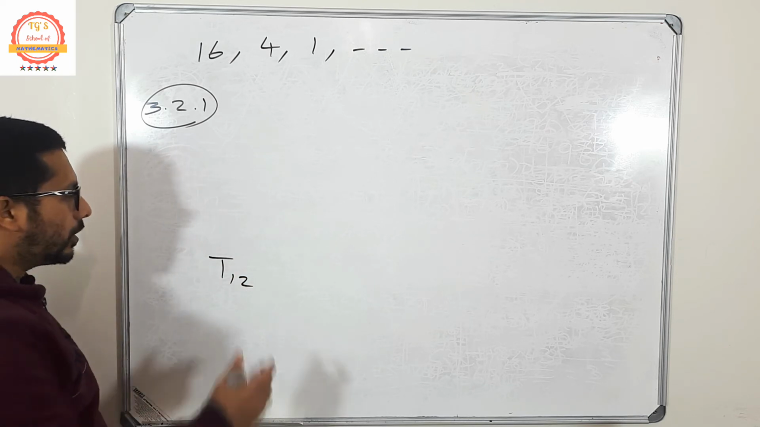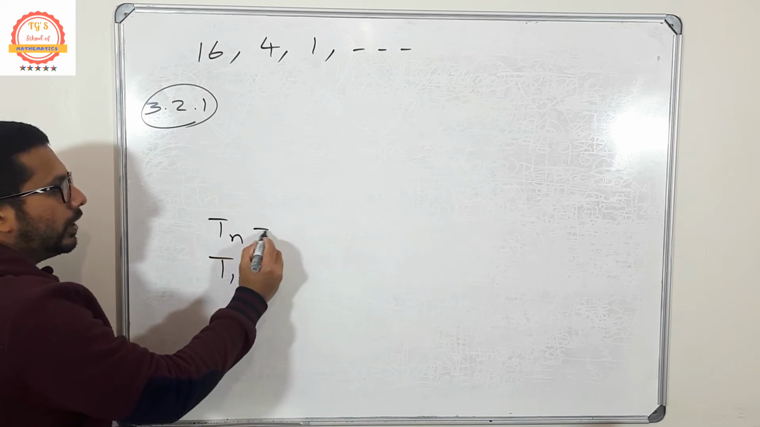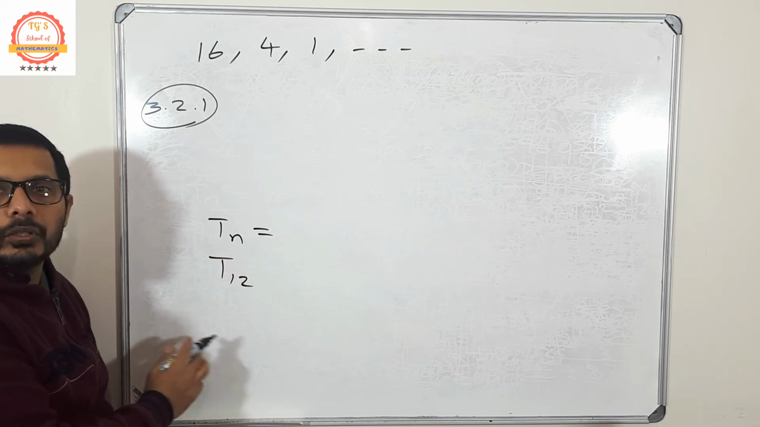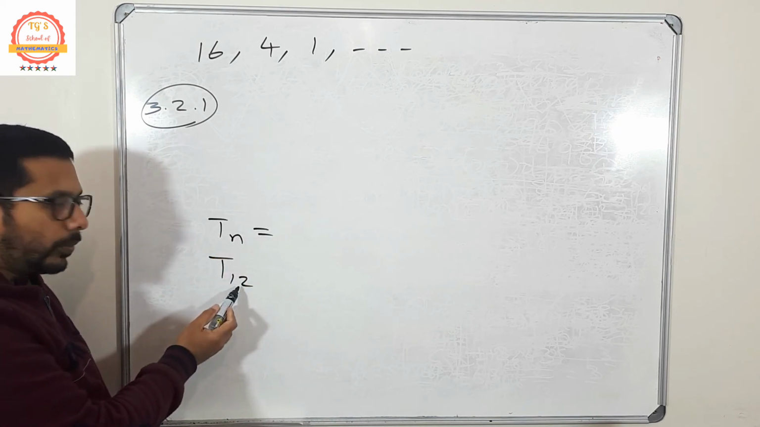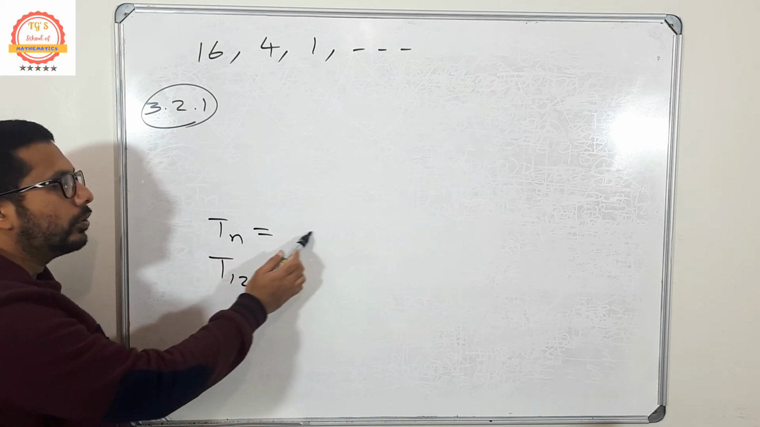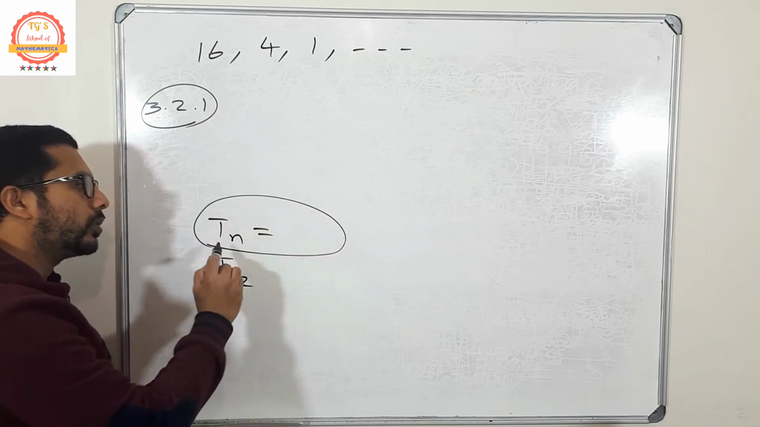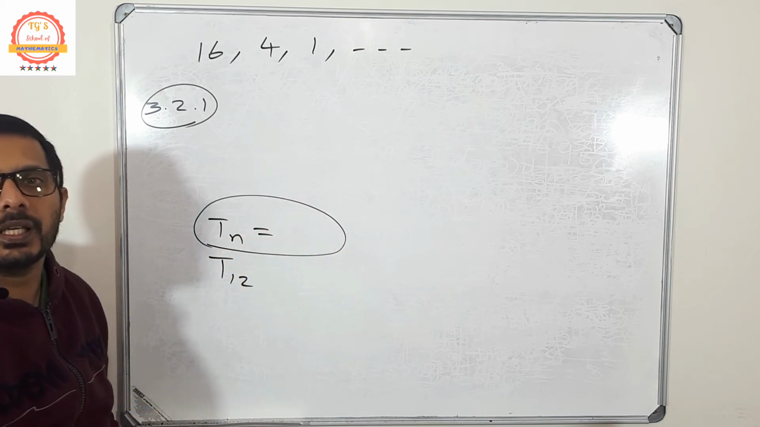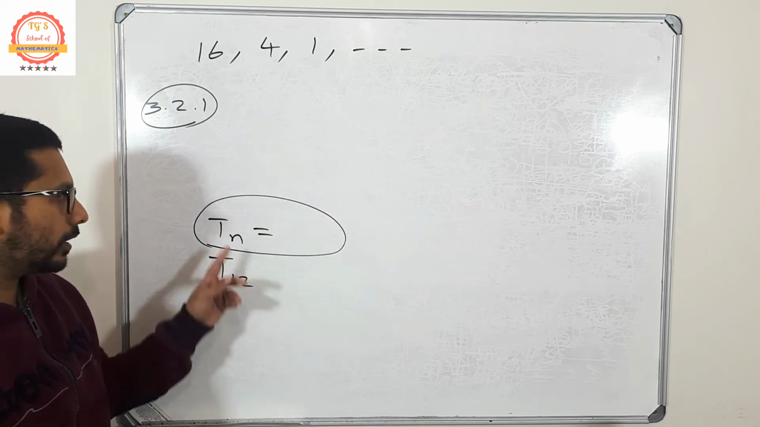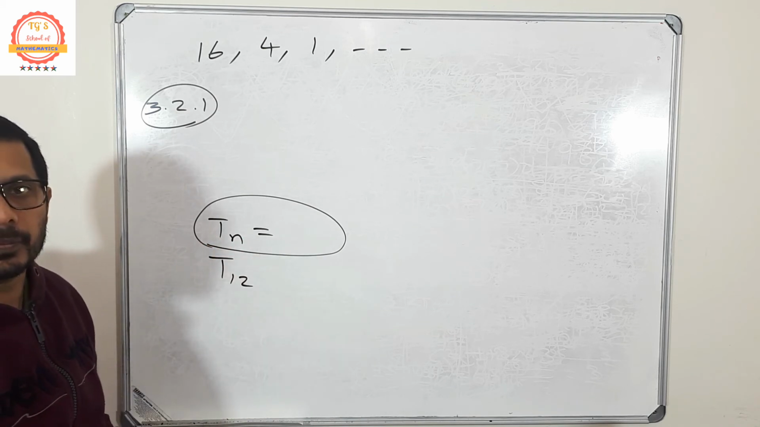Okay, so if you have an expression like this, Tn is equal to something, then you can easily find the 12th term. How? You just substitute the value of n as 12. So my aim is to find an expression for Tn. What does Tn stand for? The nth term. Am I right?